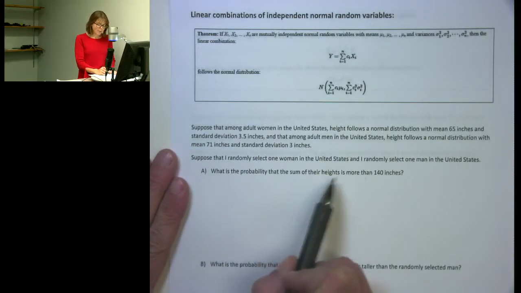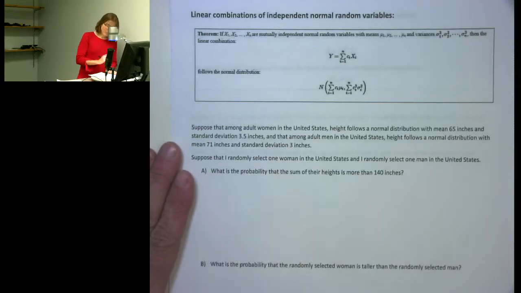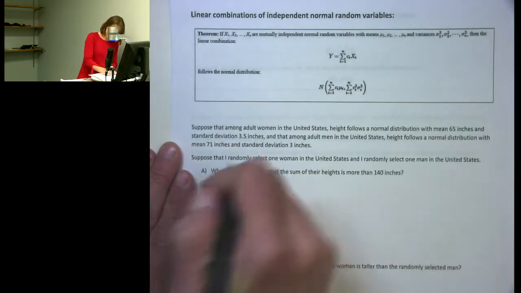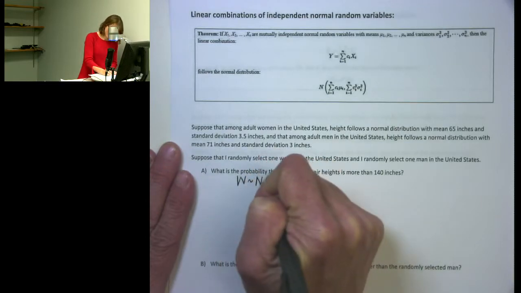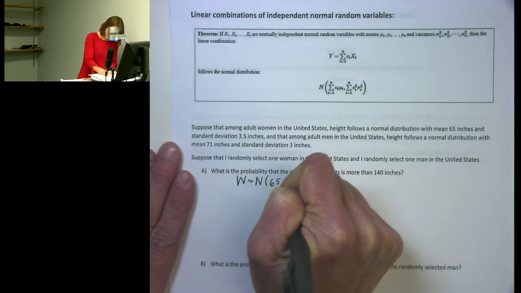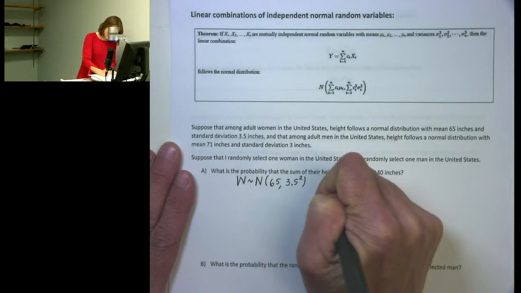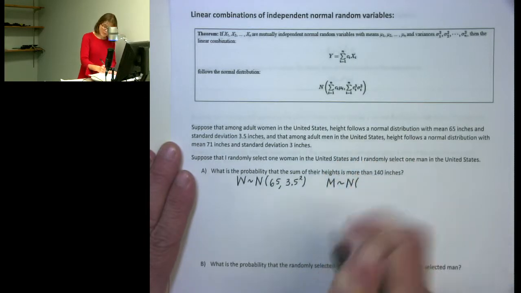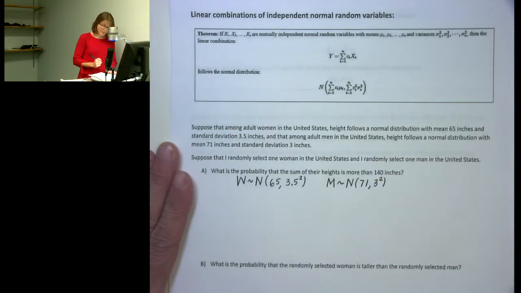What is the probability that the sum of their heights is more than 140 inches? Now, the way I'm going to think about this is that if I call W the height of the woman, I know that that's randomly selected from a normal distribution with a mean of 65 and a variance of 3.5 squared. I also know that the man's height was taken from a normal distribution with a mean of 71 and a variance of 3 squared.